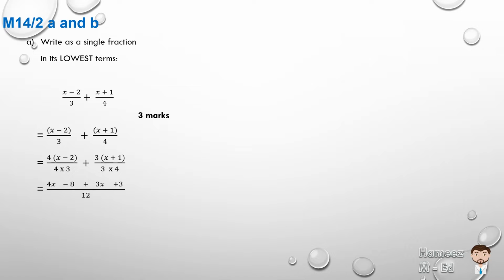Same signs, add; different signs, we put a minus. So it's 4x minus 8. And then we have plus 3 times x is plus 3x, plus 3 times plus 1, 3 ones are 3, plus 3. Now, if we look at the numerator, we have 2 terms in x, so we can simplify that, and we have 2 terms with no variables, so we can simplify that. As such, 4x plus 3x is equal to 7x, minus 8 plus 3 is minus 5, all over 12.